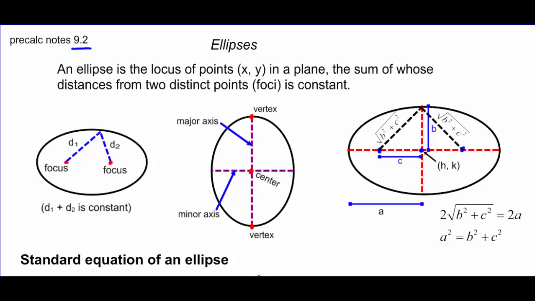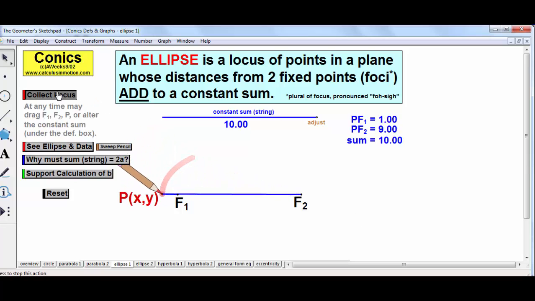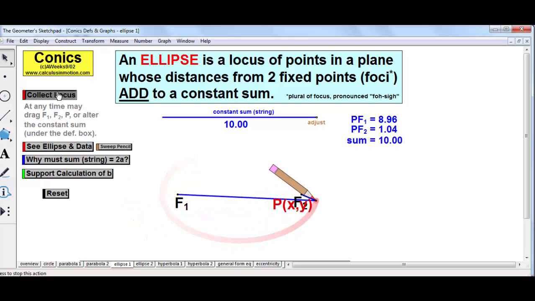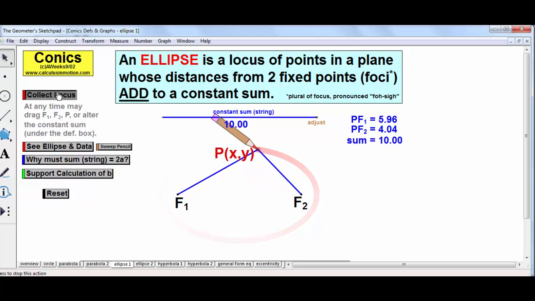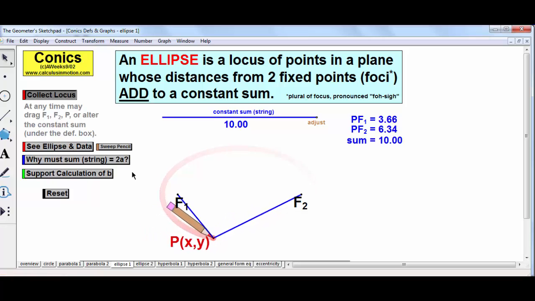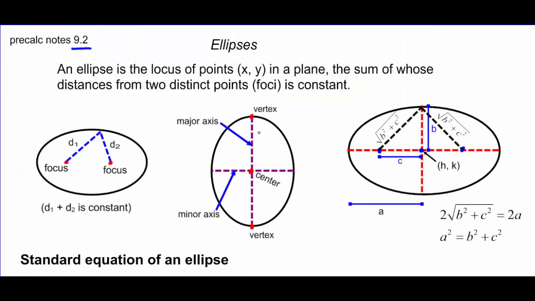I actually want to show you something on Geometer's Sketchpad, a visual of this. You can see if we had a string connected to two points and we drag that pencil around, you can see what that looks like. Kind of cool stuff. I'm going to come back to that in a moment, and we're going to look at it again for a couple of other things.